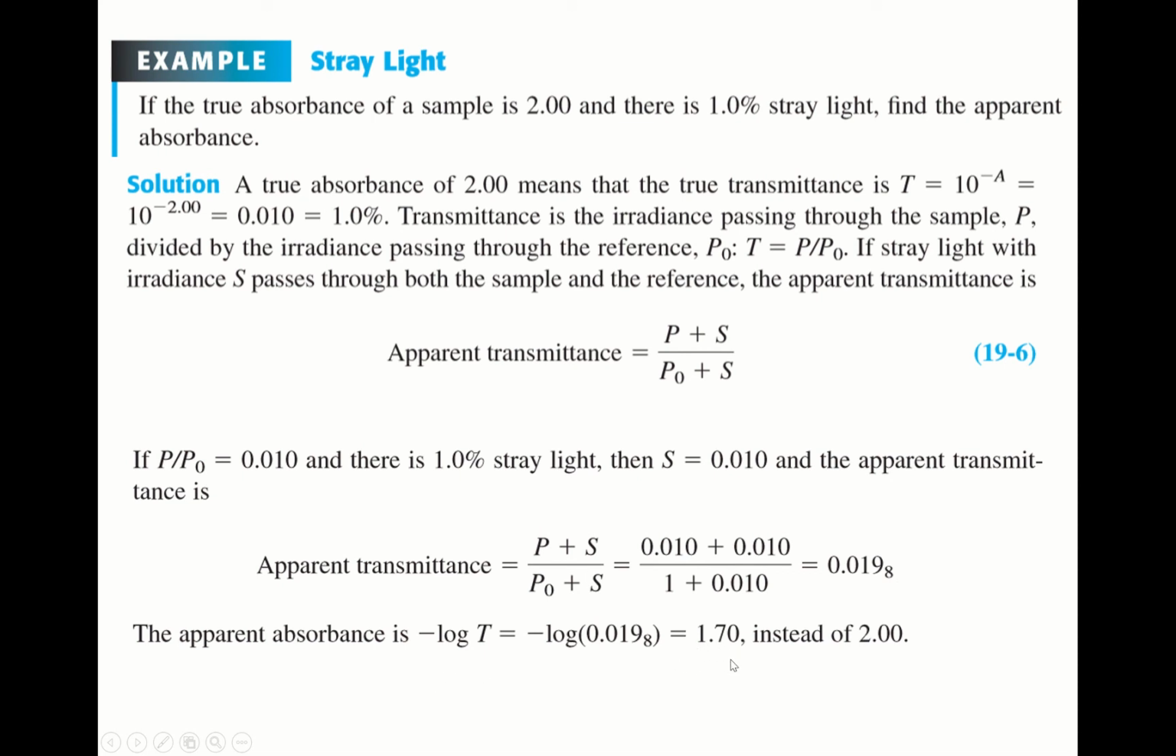But what's the true absorbance, which is 2? So a 0.3 difference is great. It is not acceptable. So this example shows the effect of stray light. It should be maintained at less than 1%, and also you have to work in the range below true absorbance of 2.